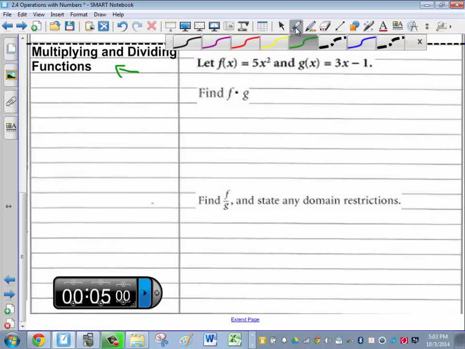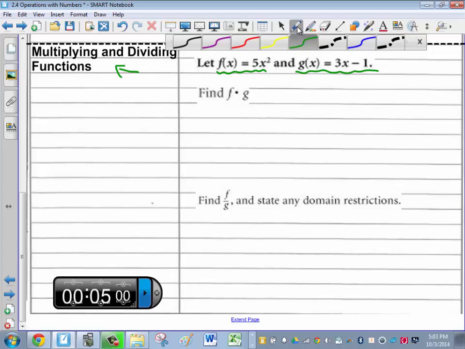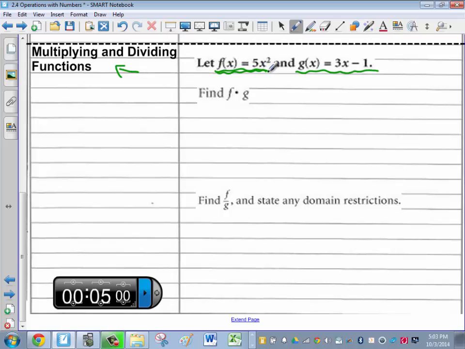Our next topic of choice is multiplying and dividing functions. I don't know if it's a topic of choice, but it's the one we're going to do next. So let's get started. We have f of x is going to be 5x squared and g of x is going to be 3x minus 1. And we're going to multiply these functions. And then we're going to divide them. But we're not going to do as crazy division as we'll do later. So let's just start by multiplying these functions.